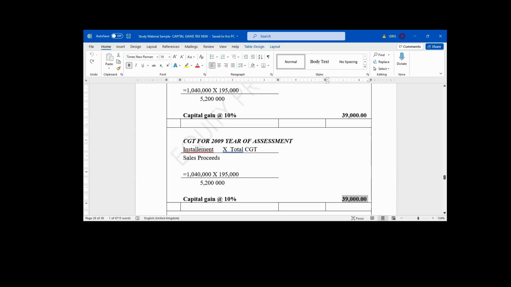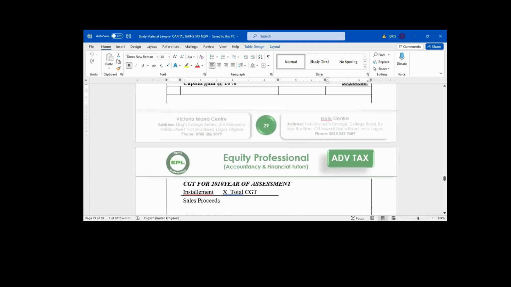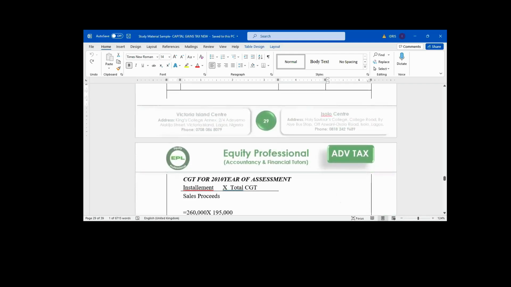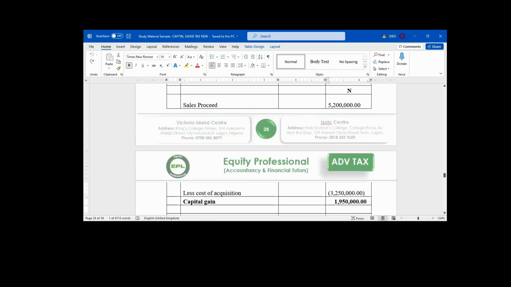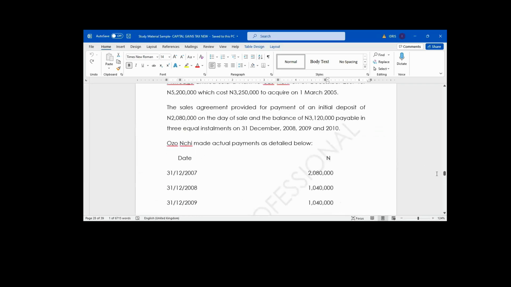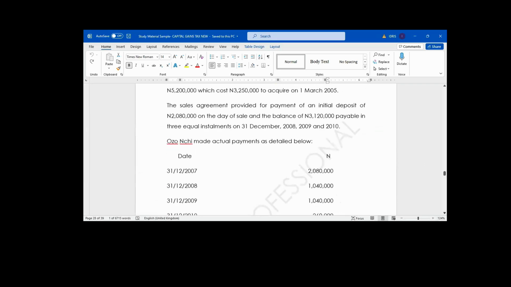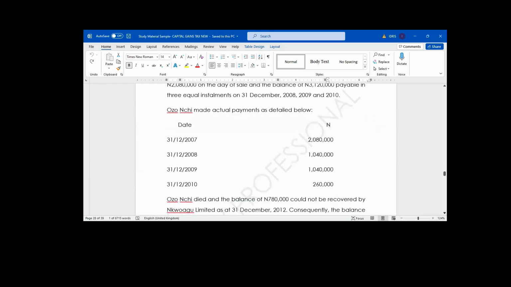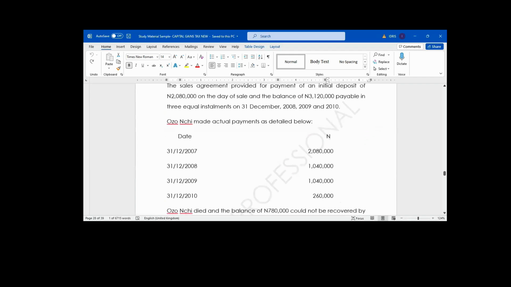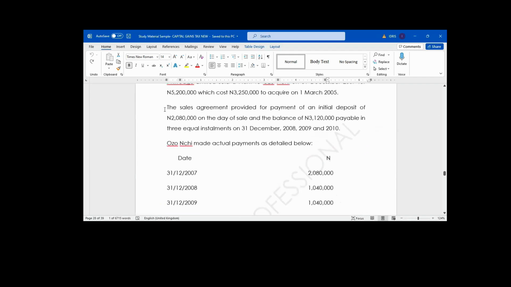The next one is what? 2010. How much does the buyer pay? 260,000. Who can tell me how much the buyer is supposed to pay in 2010? If you read this side, you will know how much the buyer is supposed to pay.